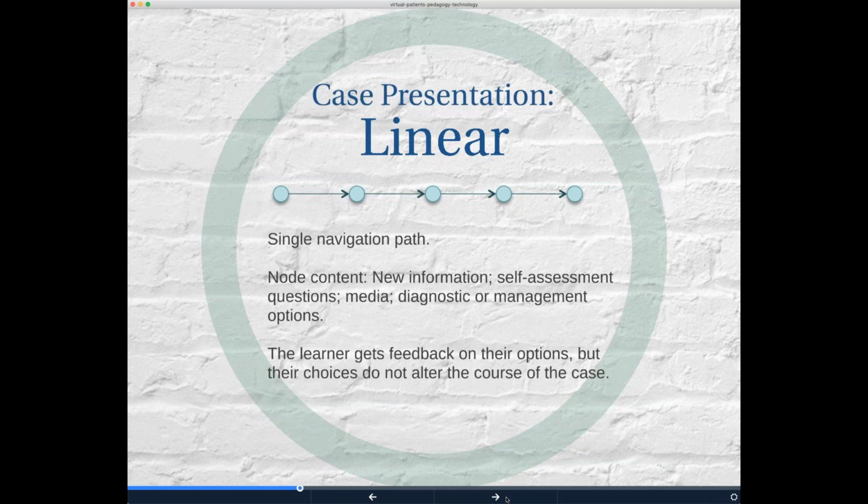Now, on each node, they may get new information. There might be a little quiz for self-assessment. There might be some media, like a video. There might be something interactive, like a virtual manipulative. They might need to commit to a certain diagnosis or certain management choice. But ultimately, the decisions they make aren't going to change the progress of the case. But nonetheless, they'll get feedback as they go on their decisions.